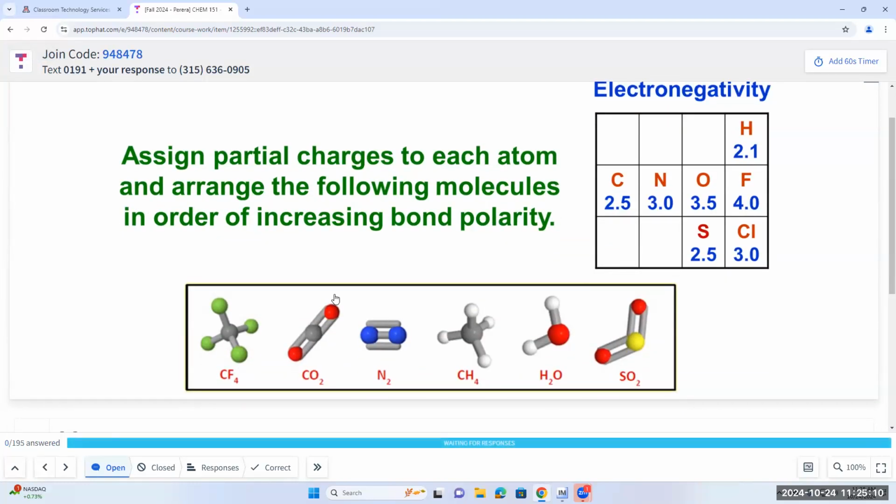All right. Here are some molecules with some bonds. For example, CF4 has CF bonds, and CO2 has CO bonds. N2 has NN bonds, I know it's a triple bond, that's okay. CH4 has CH bonds, H2O has HO bonds or OH bonds, and SO2 has, you're going to determine that, okay? What I want you to do is arrange the bonds from weakest to highest bond polarity. Go ahead. Lowest to highest bond polarity, right?